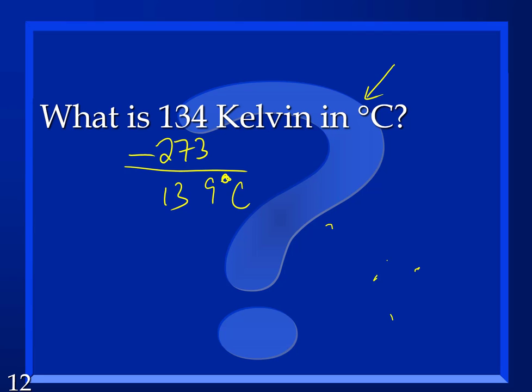Okay, the degree sign. You'll notice Kelvin doesn't have one. Why doesn't Kelvin have a degree sign? Because a degree sign means somebody arbitrarily picked 0. And Celsius did. He said, I'm going to call freezing water 0. Kelvin didn't pick 0. There really is a lowest temperature.